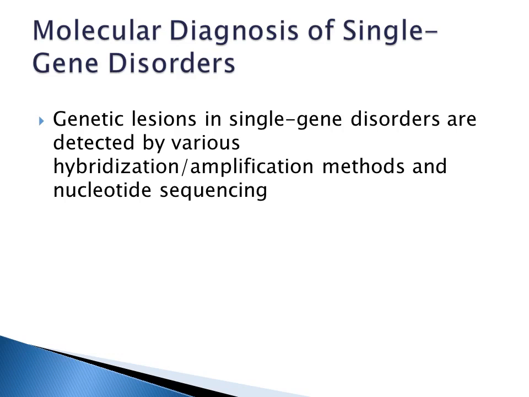Genetic lesions in single gene disorders are detected through various hybridization and amplification methods as well as nucleotide sequencing. So these are going to be the more common methods to detect single gene disorders.